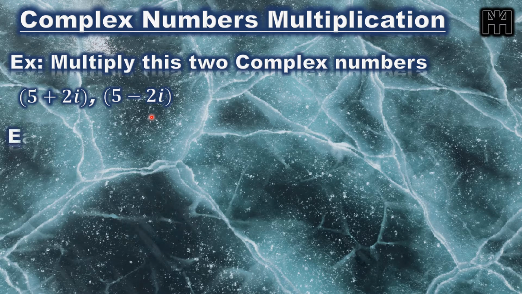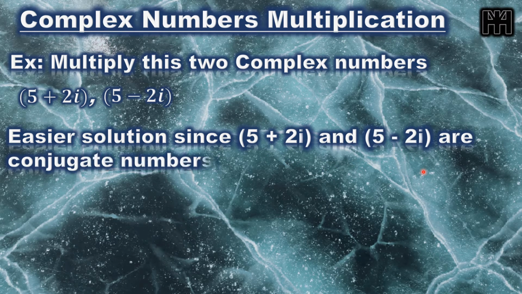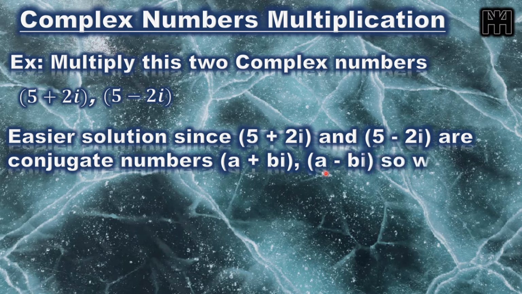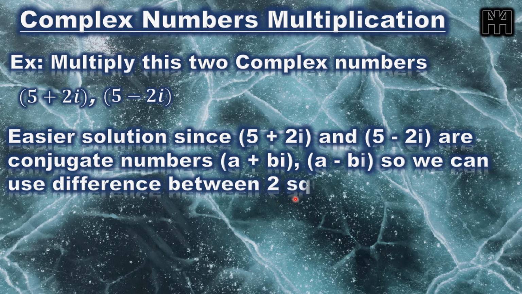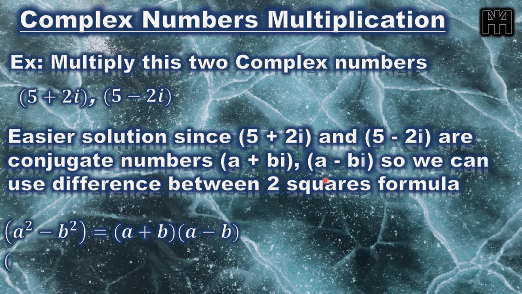Let's see an easier solution. Since 5 plus 2i and 5 minus 2i are two conjugate numbers, we can use the difference between two squares formula: a squared minus b squared will be equal to a plus b times a minus b. Here we have something like that, a plus bi and a minus bi. You can apply that here too. Let's see an example, 5 plus 2i and 5 minus 2i.